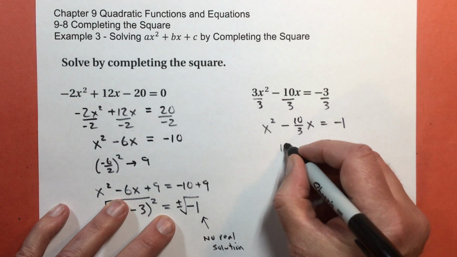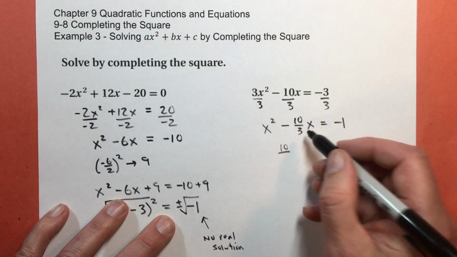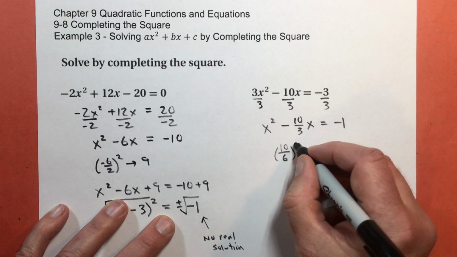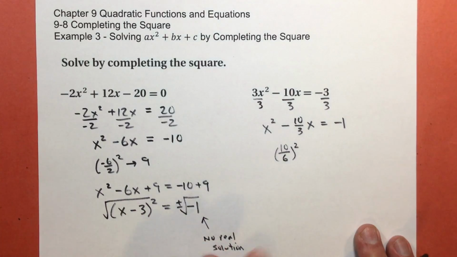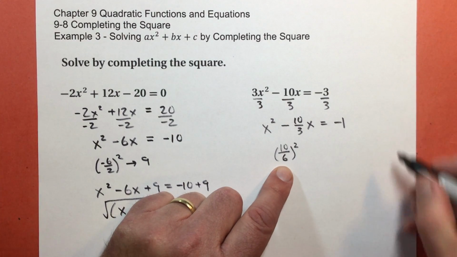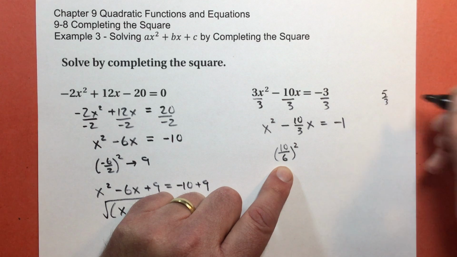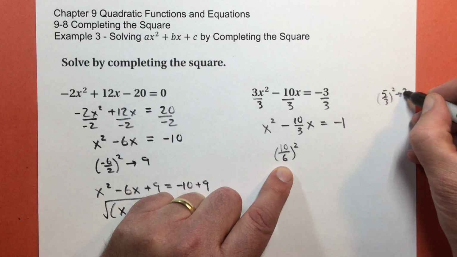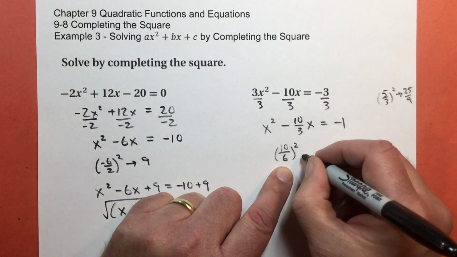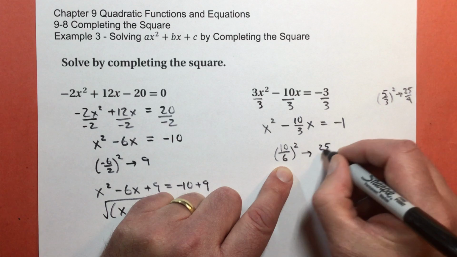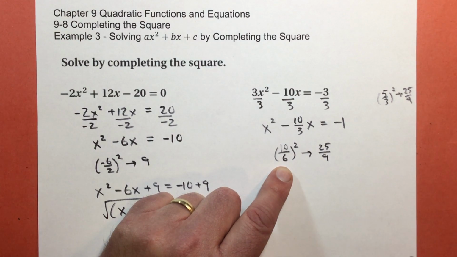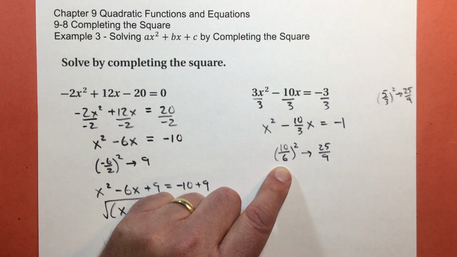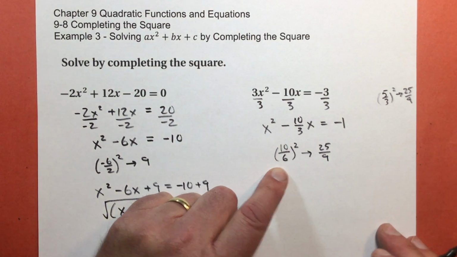10 divided by 3 divided by 2 again, or half of that, is going to be 10 divided by 6. And I can simplify this a little bit by thinking about 5 over 3. 10 over 6 is 5 over 3. So if I square that, I get 25 over 9. So this is going to become 25 over 9. If you did it with 10 over 6, you would have gotten 100 over 36, which reduces to 25 over 9. So you would have gotten it anyway.